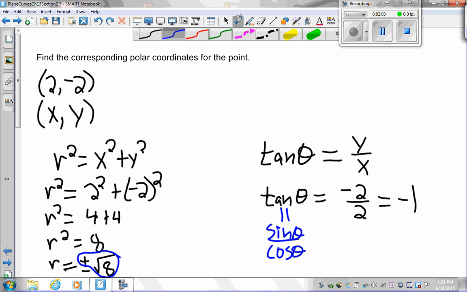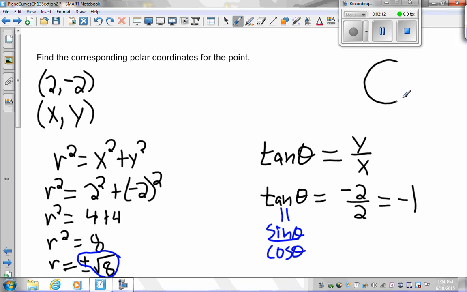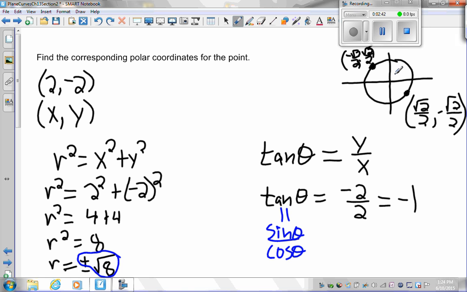If you remember your unit circle, the unit circle tells us that here and here the sine and the cosine are the same except for differences in a negative. So again, this is the unit circle, so we'd have negative square root of 2 over 2 and square root of 2 over 2. And here we have square root of 2 over 2 and negative square root of 2 over 2. This angle is 3 pi over 4. This angle would be 7 pi over 4.